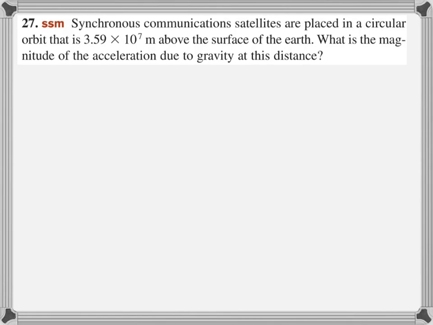Okay, we're going to number 27. 27, we have synchronous communication satellites placed in a circular orbit that is 3.59 times 10 to the 7 meters above the surface of the Earth. What is the magnitude of acceleration due to gravity at this distance? So they're talking about a synchronized satellite.